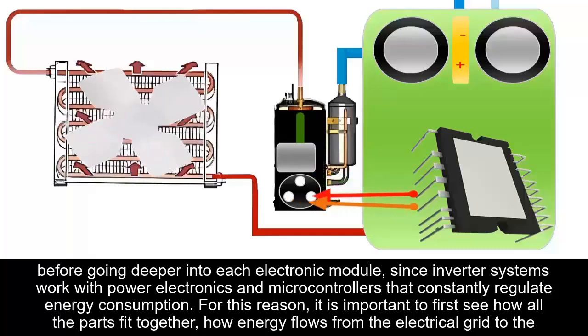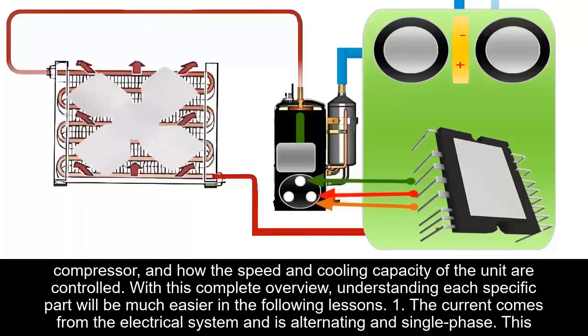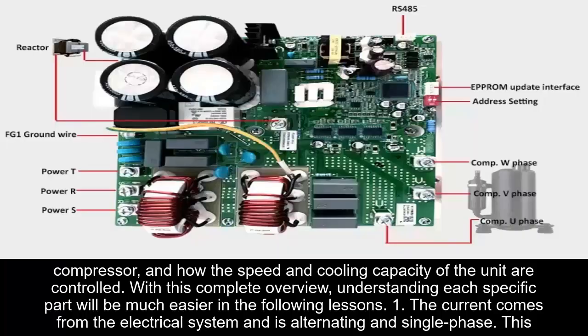inverter systems work with power electronics and microcontrollers that constantly regulate energy consumption. For this reason, it is important to first see how all the parts fit together, how energy flows from the electrical grid to the compressor, and how the speed and cooling capacity of the unit are controlled. With this complete overview, understanding each specific part will be much easier in the following lessons.